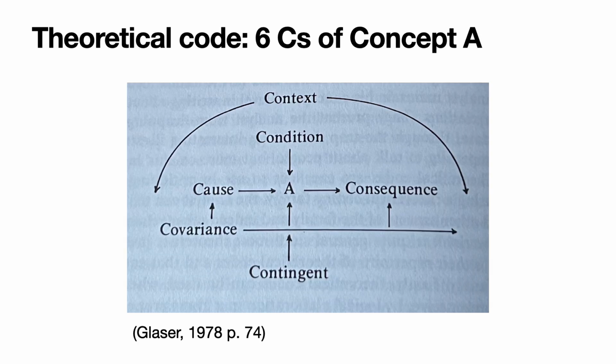When developing her theory, Dr. Stoddart used the theoretical code, the 6 C's of Concept A, to organise her concepts. That is, context, conditions, cause, consequence, covariance and contingent. Context has a particular meaning here. It means ambience, the feeling in the air between people, such as uncertainty, trust, awareness, belief.